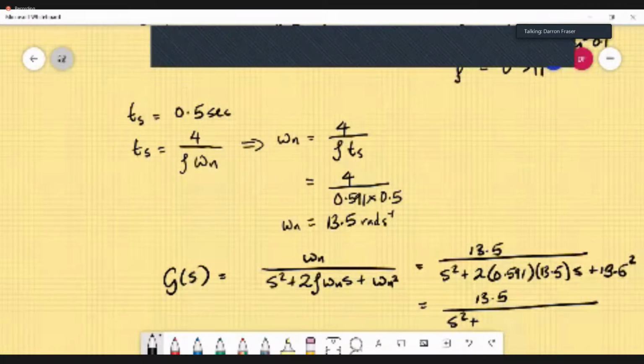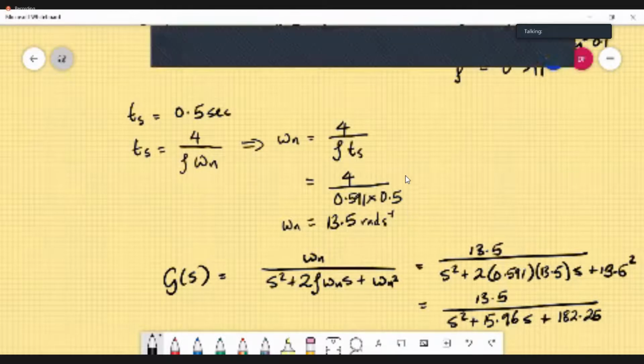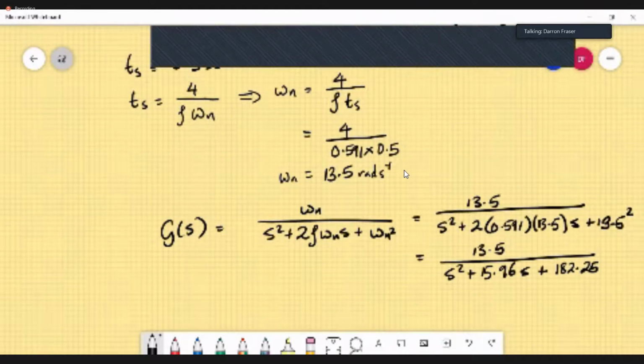Now we work with 15.96. If we were in the office, we'd write that as 16. But we're writing down 15.96 because we're in class. So, plus 13.5 squared. That's 182.25. So this is our desired transfer function.